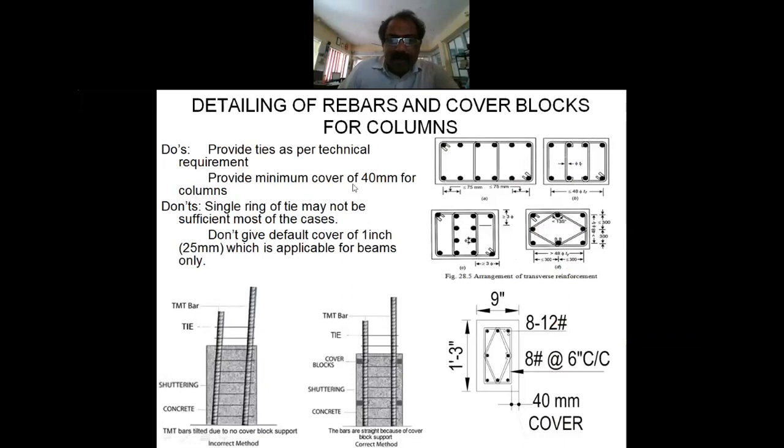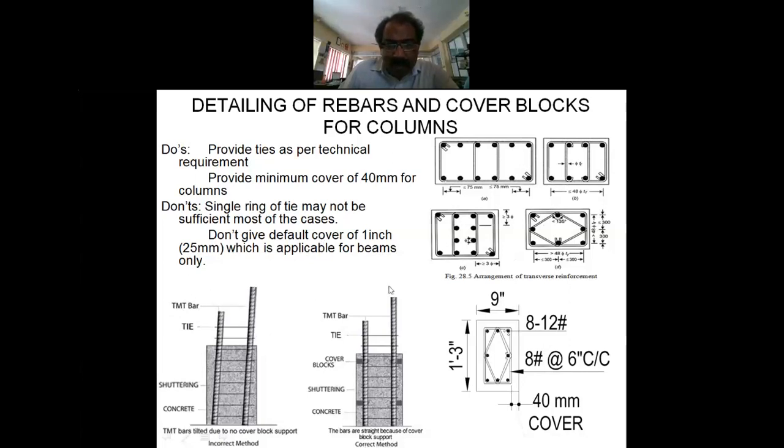And detailing of rebars in columns: mostly people use only the outer rings in columns. But when the spacing between the rods is more than 75 mm, you have to give some additional rings like this. In this, there are do's and don'ts. You have to give proper cover blocks. The rods should be straightened and the spacing of stirrups should be properly maintained. Don't allow sway like this. This is an incorrect method, this is a correct method. A single tie may not be sufficient in most of the cases.